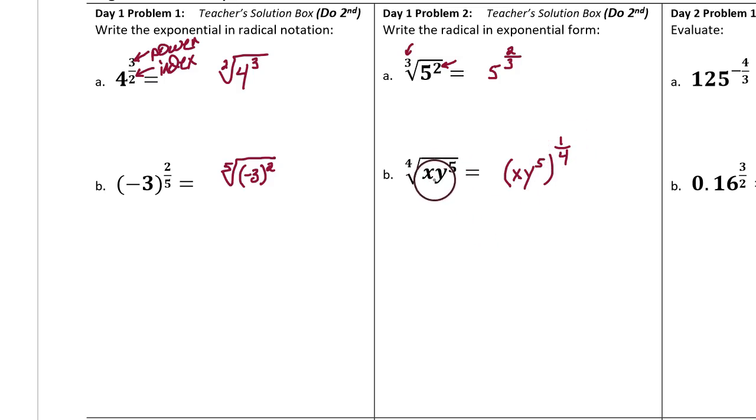Well, the reason is because there's also an x in there. So you couldn't write xy and then say to the 5/4, because that would make it look like the letter x also had the 5th power inside there. This doesn't work. So the way that we get around that is by writing it like this.